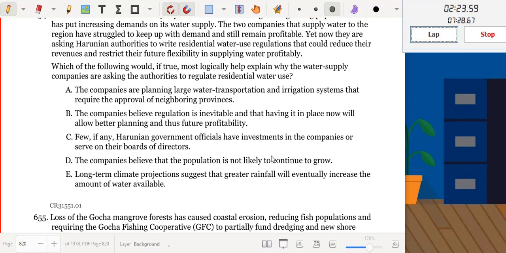Okay, E. So the companies are planning large water systems. So A can be the answer, because the companies have their own planning, right? So this can be, but still this can be out of context also. Option B: the companies believe regulation is inevitable and that having it in place now will allow better planning.